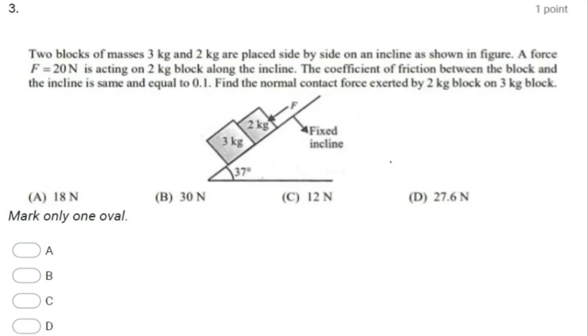Now look at question number 3. Two blocks of masses 3 kg and 2 kg are placed side by side on an incline as shown in the figure. A force F equal to 20 Newton is acting on the 2 kg block along the incline. The coefficient of friction between the blocks and the incline is the same. It is given as 0.1. So mu is equal to 0.1.